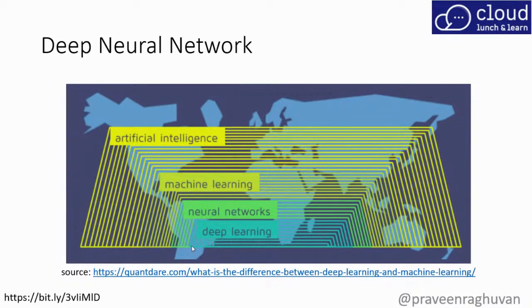So in order to break down that problem into multiple small steps, we leverage the concept of deep learning, which includes multiple hidden layers within the network. Multiple hidden layers means it can have any number of layers within a neural network.